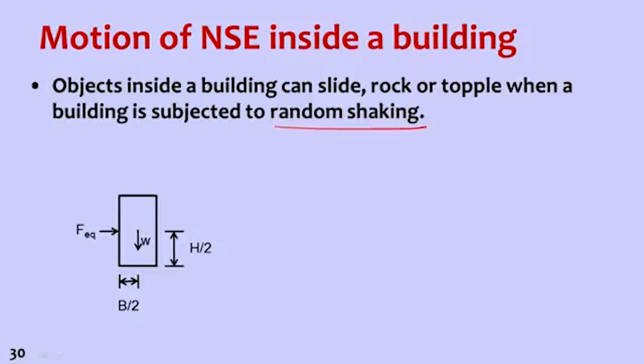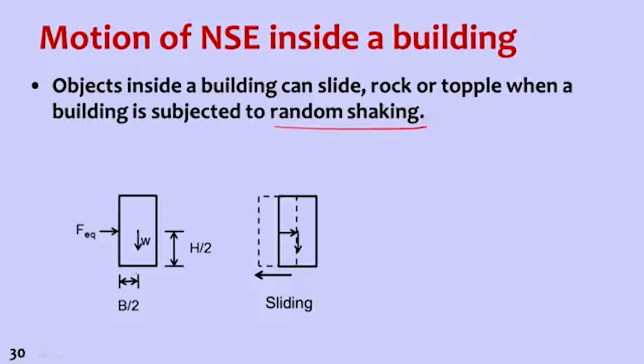The first example is, say, this non-structural element, whose weight is given by W, and the earthquake force is acting at the center of mass, and say the center of mass is exactly at h by 2 in height, and in the horizontal direction at b by 2, breadth by 2 and height by 2.